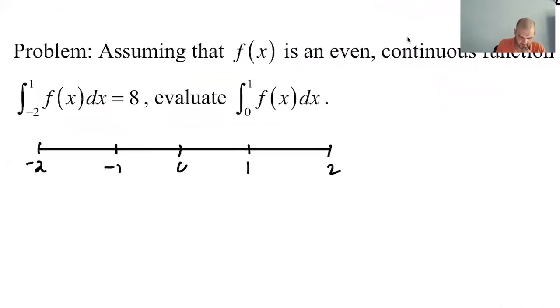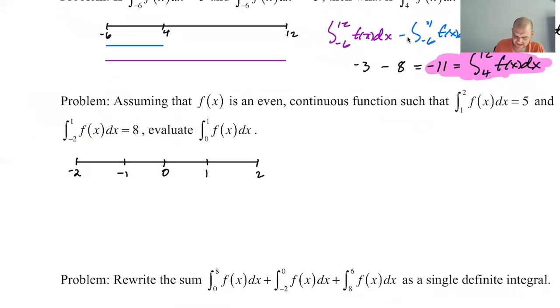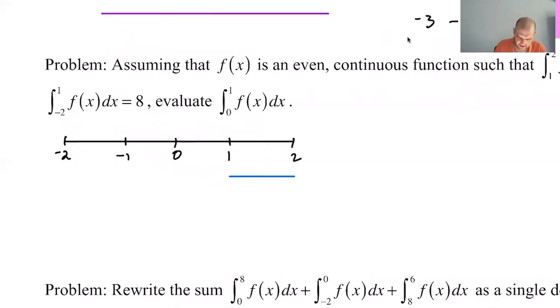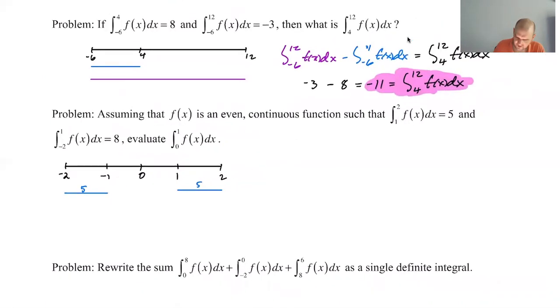Okay. All right. So it's continuous and it's even, and that's probably important. So 1 to 2, we know is 5. So if we know that 1 to 2 is 5, because this is even, we also know -2 to -1 is 5, because the regions have to be the exact same size. So I'm also going to do that in the exact same color because it represents that. This is 5 and this is 5. So we know both of those are 5.